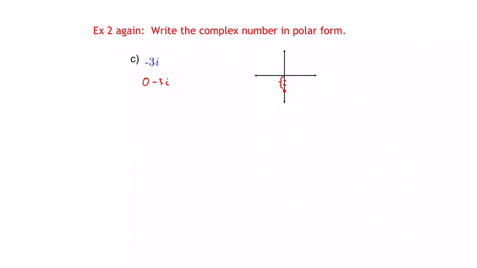Well, we don't really have to do a whole lot of algebra here. You really can just think about it. What is that distance going to be? Well, the distance is going to be 3 units. We're going 3 units down. And then what is the angle going to be if we're going all the way around to here? Well, that would be 3 pi over 2.